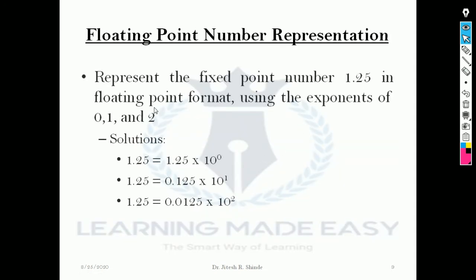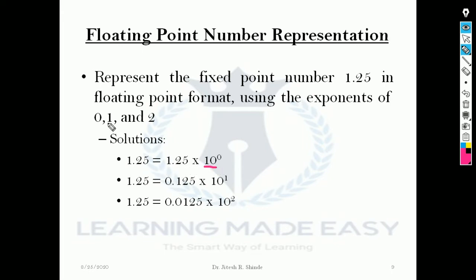Example: represent the fixed point number 1.25 in floating point format using the exponent of 0, 1, 2. First case, the exponent is 0, so 1.25 needs to be expressed as into 10 to the power 0. No shifting is required, so the answer is directly 1.25 into 10 to the power 0.